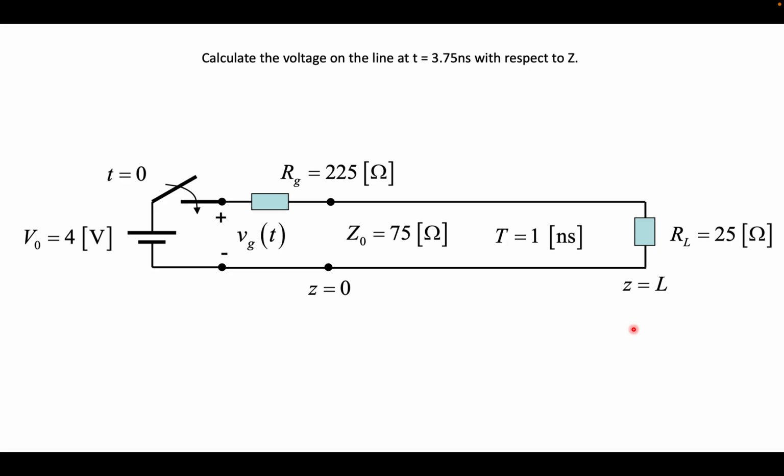Okay, I want everyone to solve it, but I hope many people have solved it. I will go through the solution, and please try to see where you made the mistake and learn from that. As I told you, we want to calculate the voltage at t equal to 3.75 nanoseconds with respect to the z coordinate.